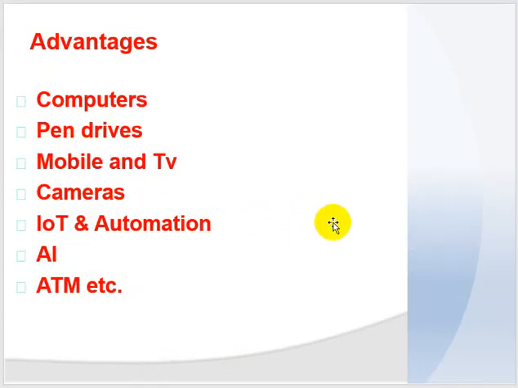Then, if we talk about advantages of electronic circuits, these circuits are used in computers. These are also used in pen drives, all the applications of mobile technology and television technology. Then, enhanced technologies in cameras, Internet of Things, and automation. And recently, it is very popular in artificial intelligence and banking sector where you are using different ATM machines. So these all applications take advantage of electronic devices.